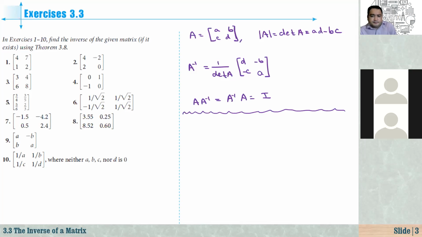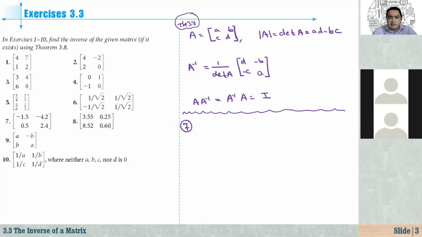Okay. So using this one, let's do one or two questions. Let's do 7, for example. It looks a bit weird. So we need to find the inverse, right? Exercise 1 to 10: find the inverse of the given matrix if it exists using theorem 3.8. What's 3.8? This one is theorem 3.8.